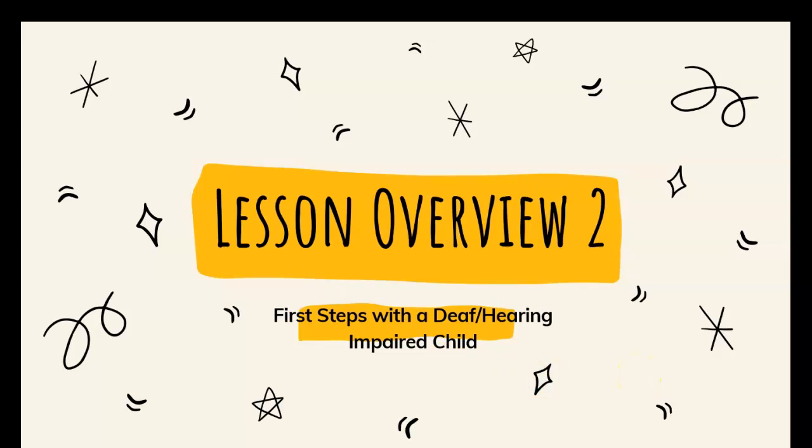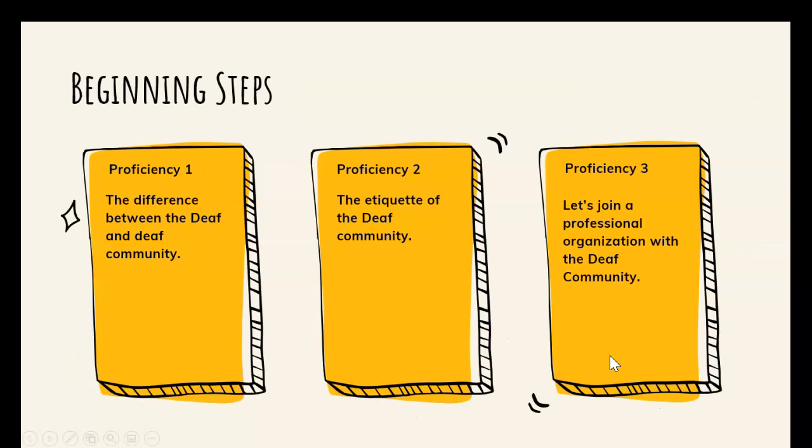In this lesson, you will categorize the beginning steps of a deaf or hearing impaired child. This lesson will give you 3 proficiencies to review. The first one will be to categorize the differences between the uppercase D for Deaf and lowercase d for deaf community. The second proficiency will be the etiquette of the deaf community. The third proficiency will be joining a professional organization in the deaf community.